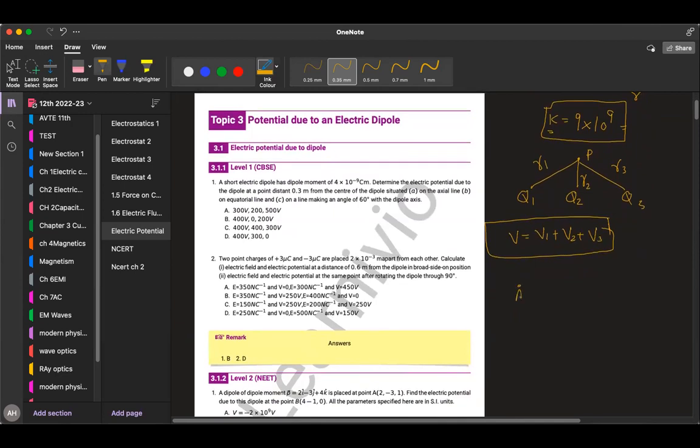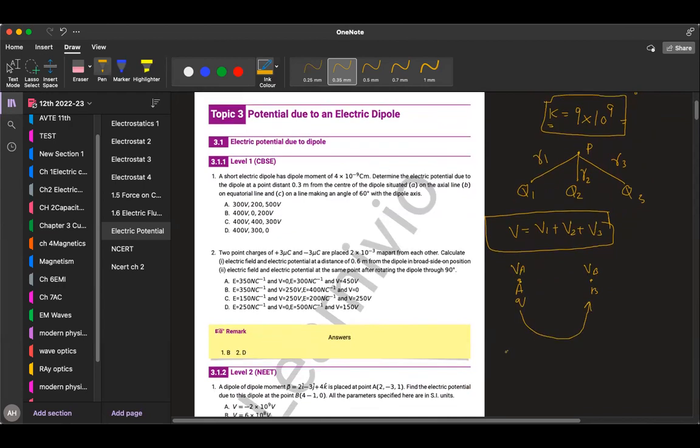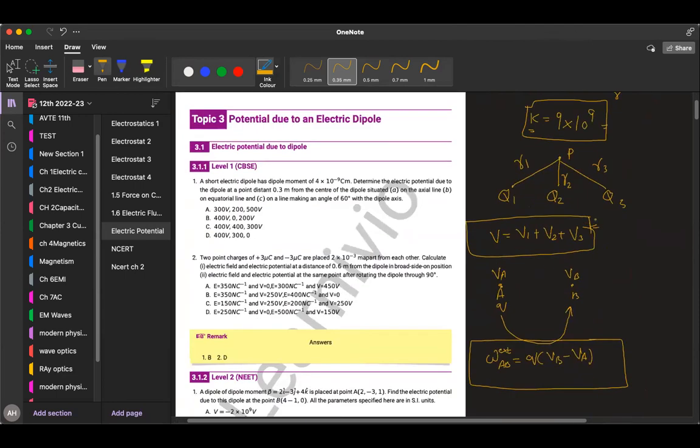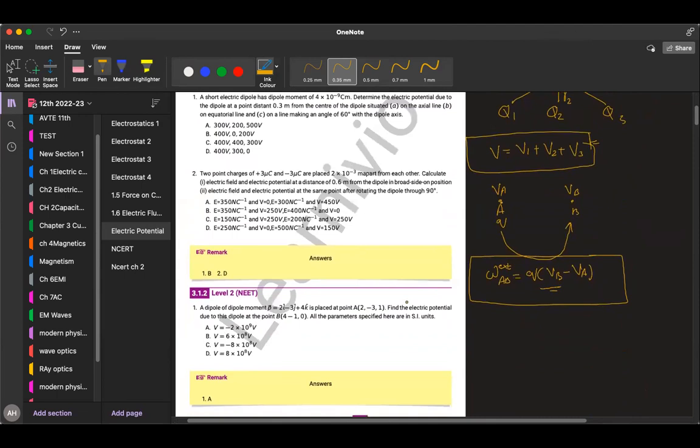Along with this, there's one more relation that we use in the numericals of potential. Say you have two points, A and B. Potential at A is VA and potential at B is VB. You take a charge Q and you want to take this charge from A to B. So work done by an external force in carrying charge from A to B is Q times potential at B minus potential at A. Work done is Q into (VB minus VA). Usually in the numericals of potential, we use these expressions: one for a point charge, one for more than one point charge, and this expression to calculate the work done.